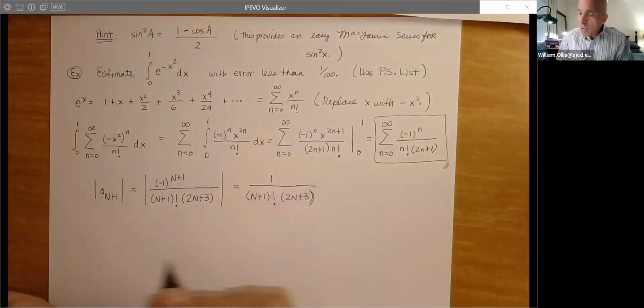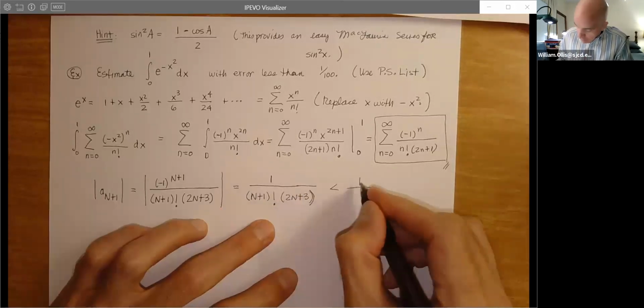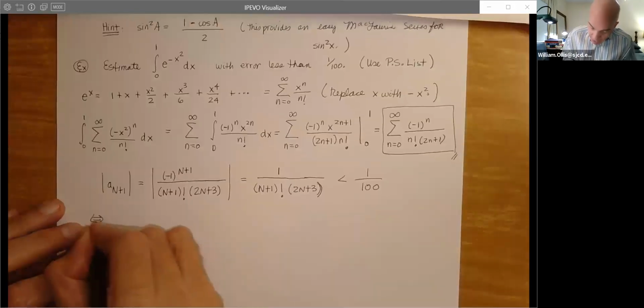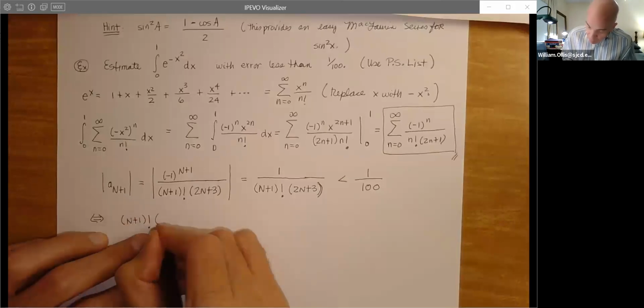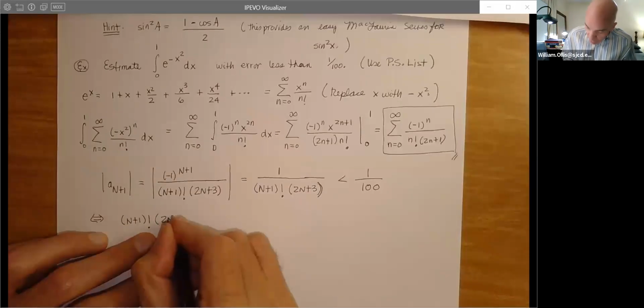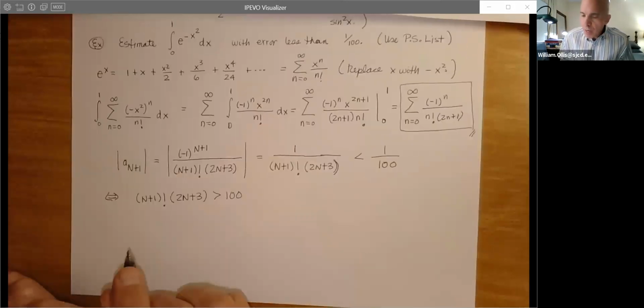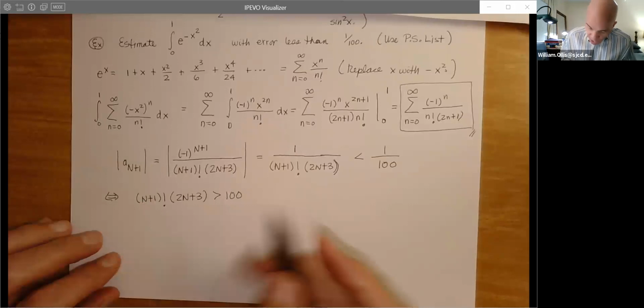Now, if you look at this, we want this to be less than 1 over 100. So equivalently, just reciprocate both sides. So we have n plus 1 factorial times 2n plus 3 greater than 100. Now, if you look at this and you think, what can we do with this to check it out? If we have like 1 or 2 or whatever, we can start with that and see which will work. But for instance, let's just test.